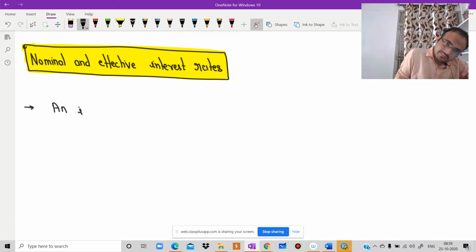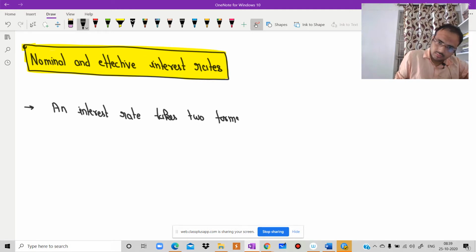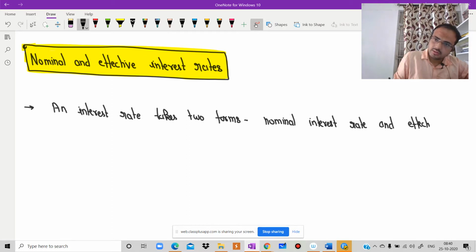An interest rate takes two forms. One is the nominal interest rate, and the second one is the effective interest rate.